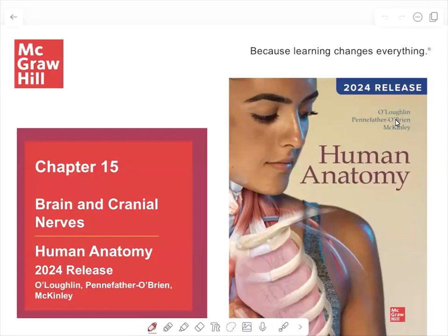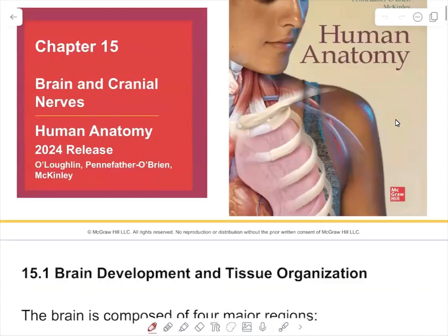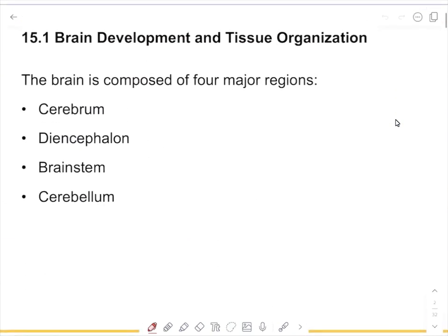This chapter is on the brain and the cranial nerves. When we talk about the development of the brain, it's important to remember there are four major regions of the brain going from superior to inferior anatomically. They begin with the cerebrum, which is the various lobes, then the diencephalon, which includes places of the brain like the thalamus, the brainstem, which is things like the pons and medulla, and then in the posterior region of the brain is the cerebellum.